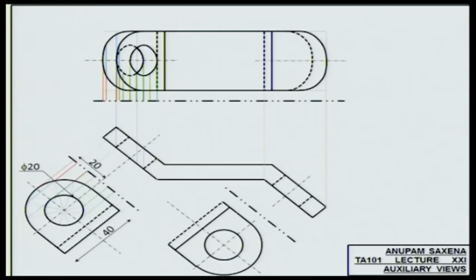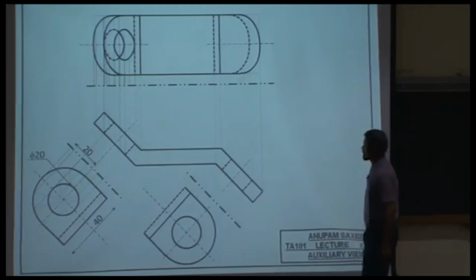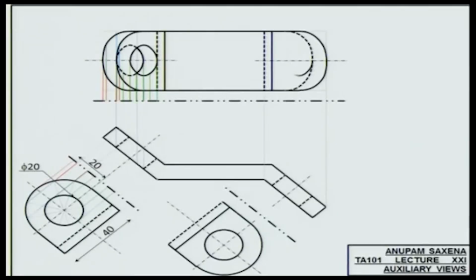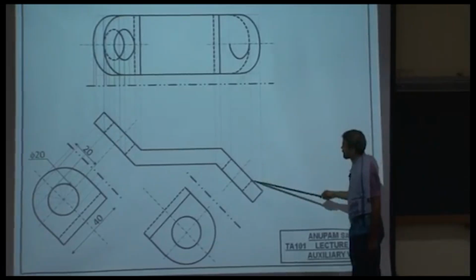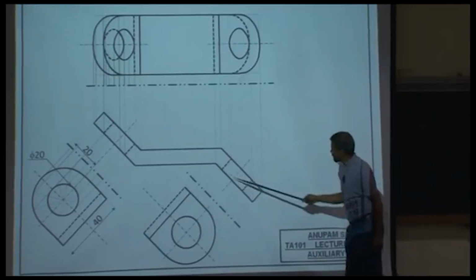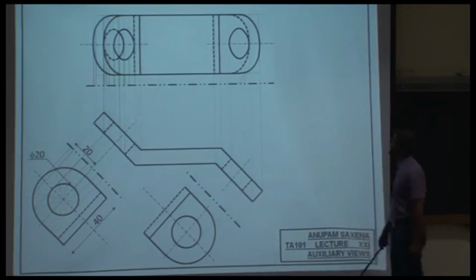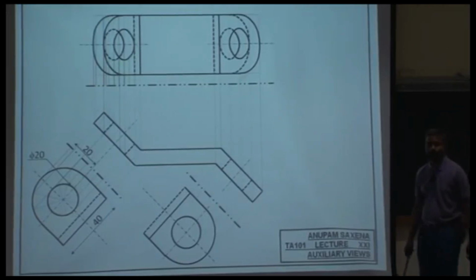How about the circles or circular voids? Same thing. So the void on this face is going to be visible. The void on this face, a part of it is going to be visible, a part of it is going to be hidden. So this part is visible, this part is hidden.